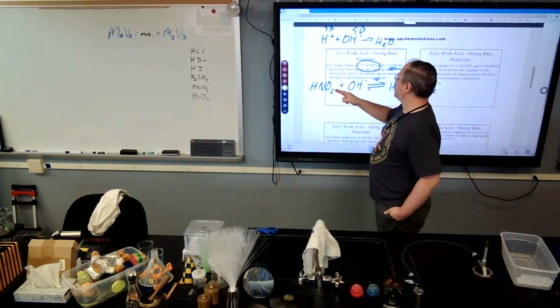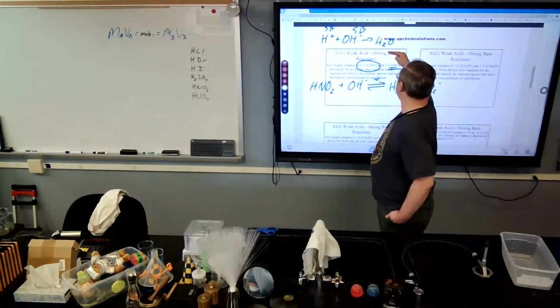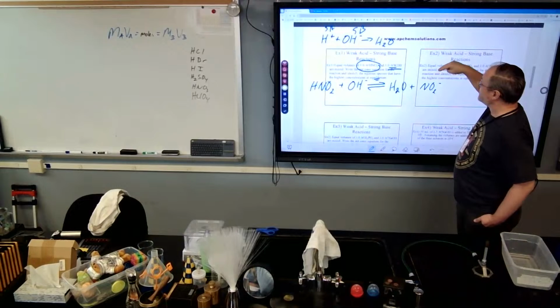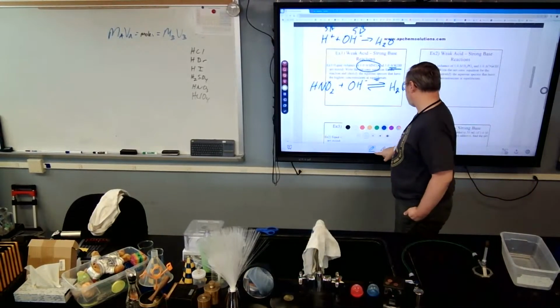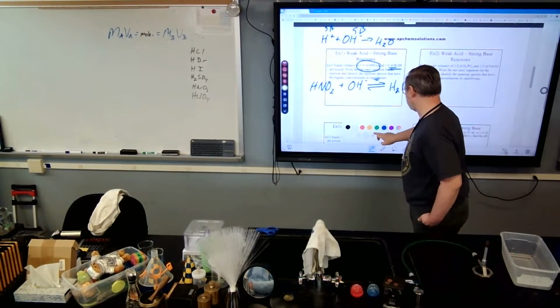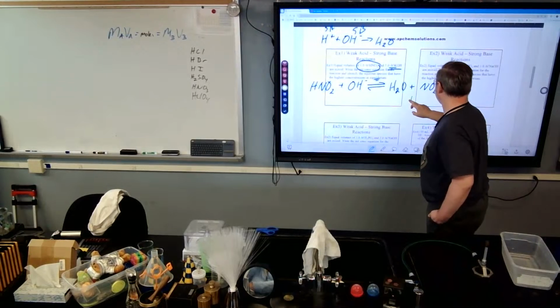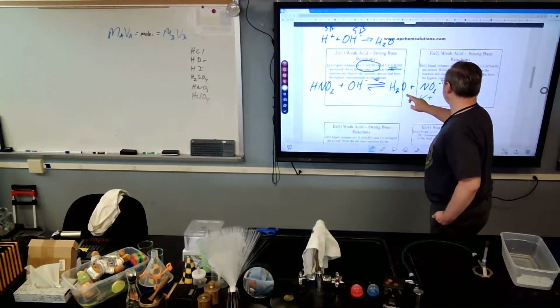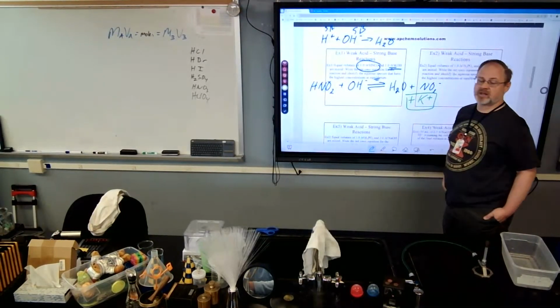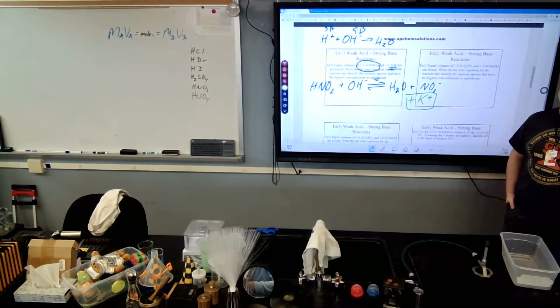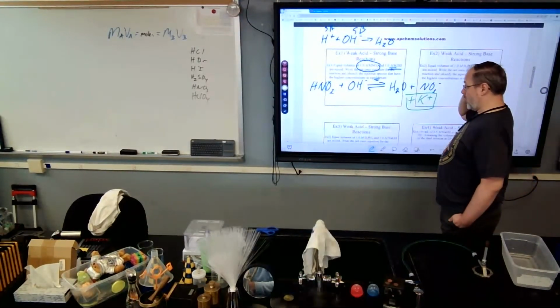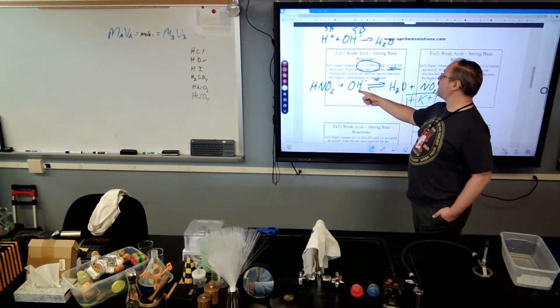And if you have 1 million of these and 1 million of these, you're going to have 1 million of these, and the other thing, you're going to have 1 million of, I'm going to put it in green, of the K plus. Now it's not in the net ionic equation, but it is in the beaker. So far, so good? Okay. Now, is there any hydroxide left over at equilibrium?